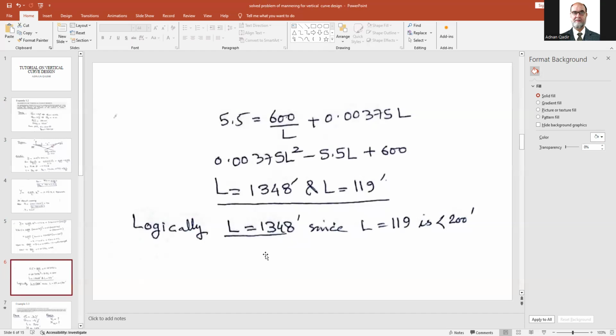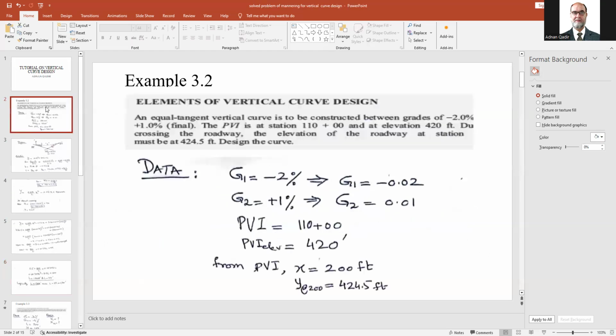So this is what example 3.2 asks you, and we have completed this problem.